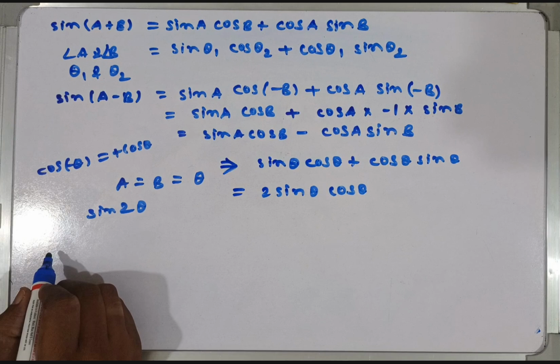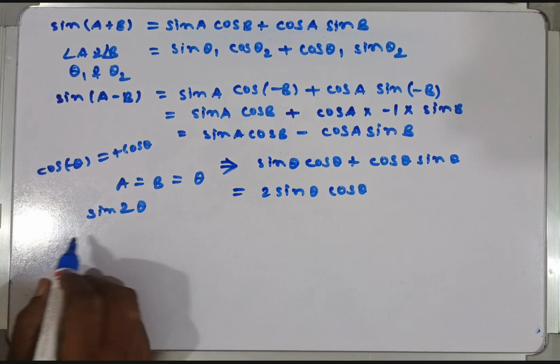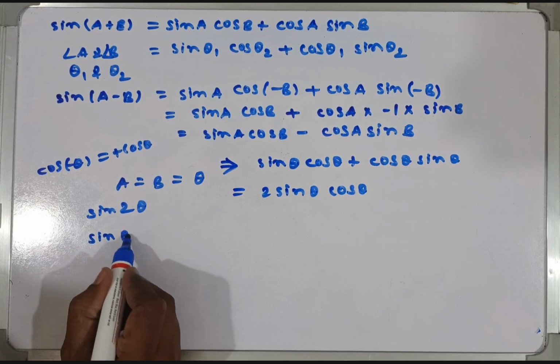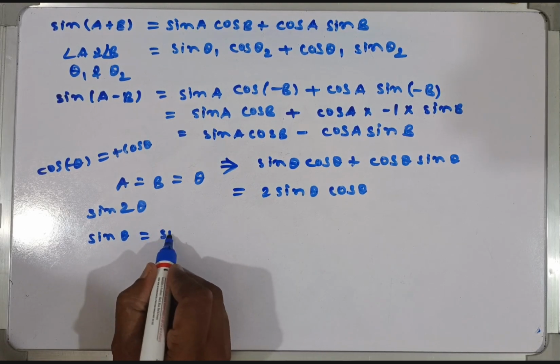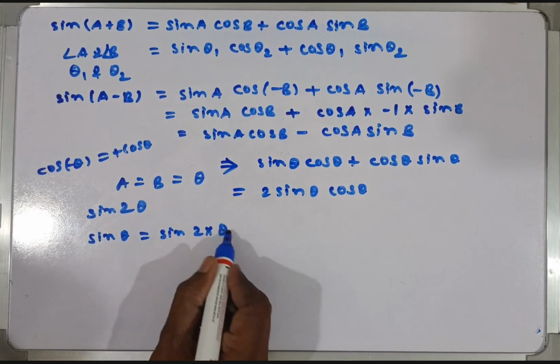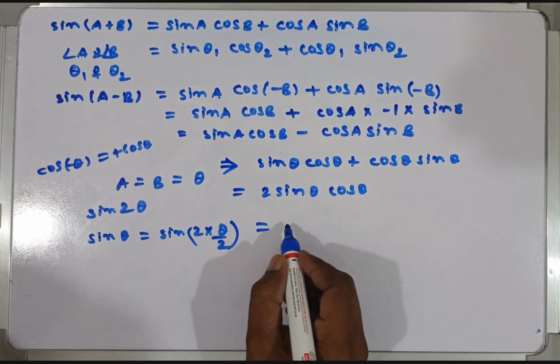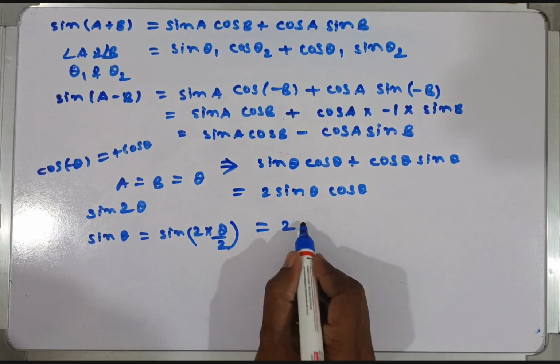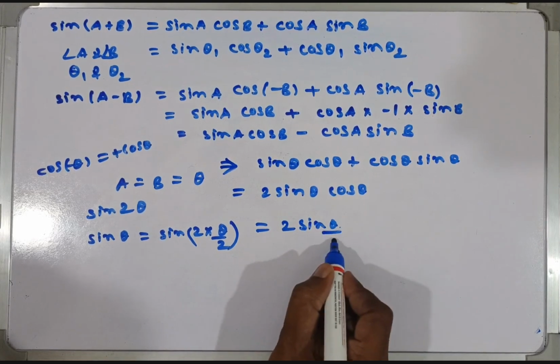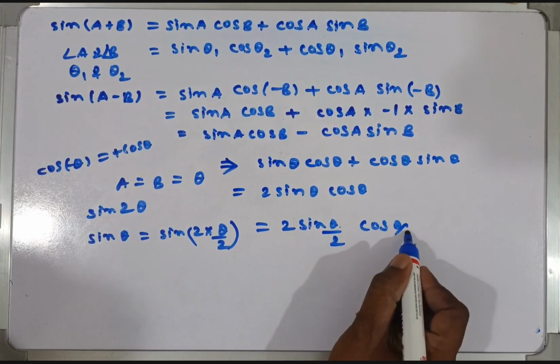Also remember, sine theta can be written as sine of 2 into theta by 2. The 2 cancels, so this can be written as 2 sine theta by 2 cos theta by 2.